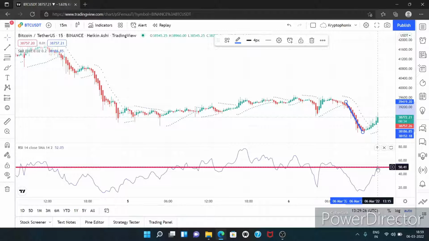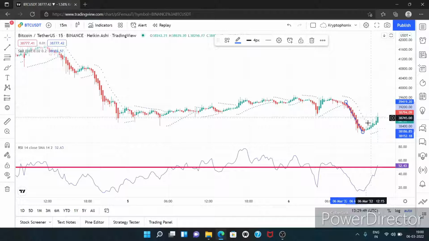Now, if you look right over here, Bitcoin on 6th March is generating a buy signal for day trading. As we have seen, from this level of 38,270s, it has already gone till 38,545, and even a high of 38,960 has been made.